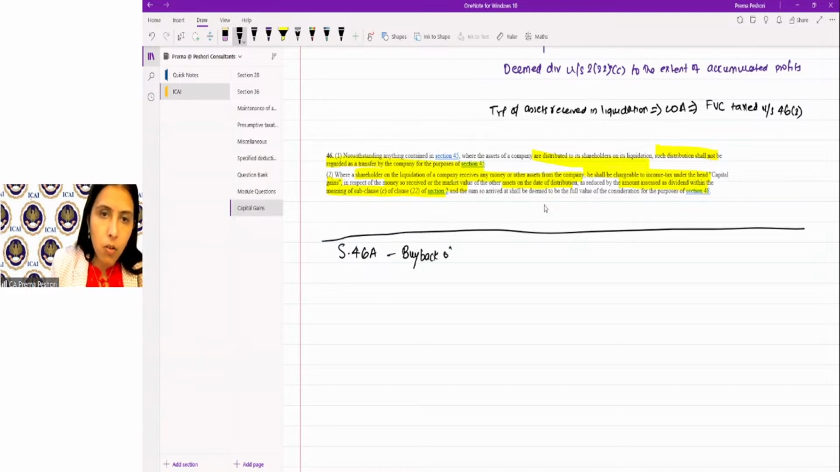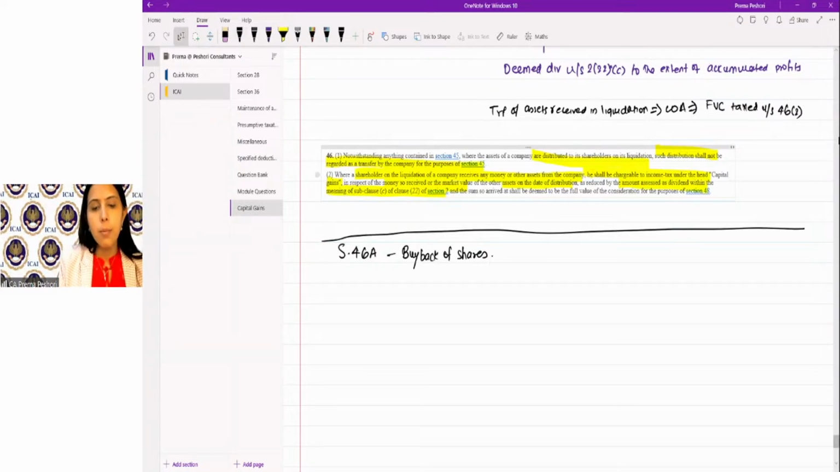Buyback of shares. Buyback of shares under section 46A. So, if the company buys back the shares, then in that particular case, there is a taxability which happens under 46A, right?